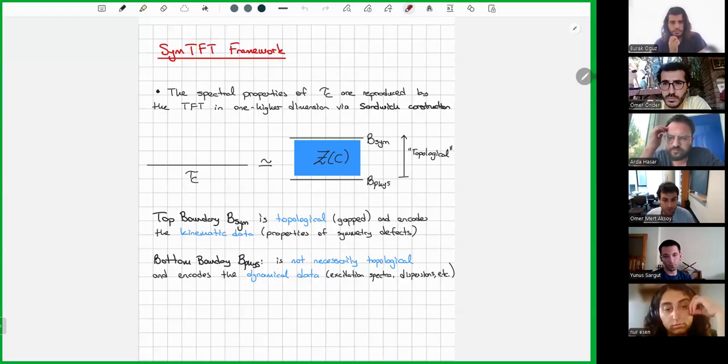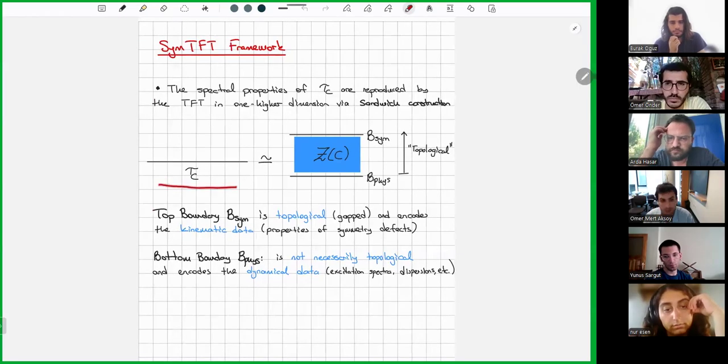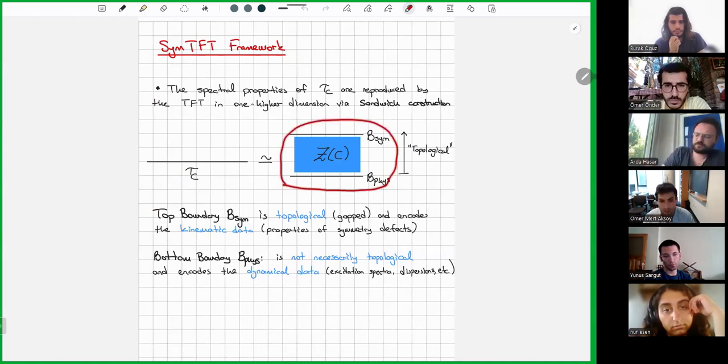And the spectral properties of this 1+1 dimensional theory will be determined by the spectral properties of this topological order below the gap of the top boundary. So that's the correspondence, a precise correspondence.